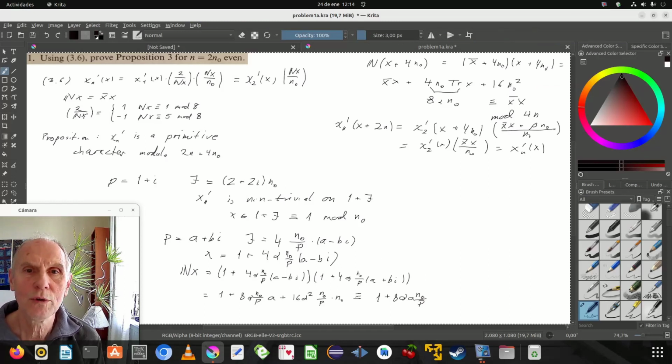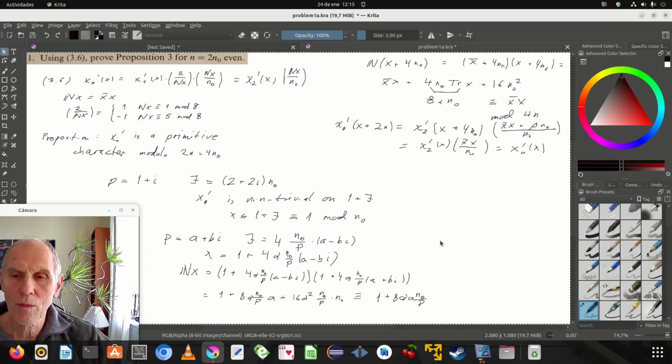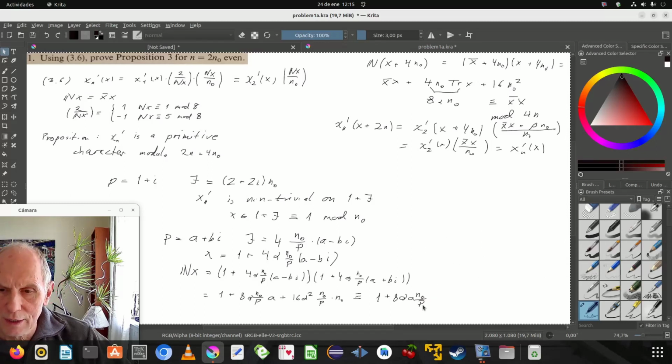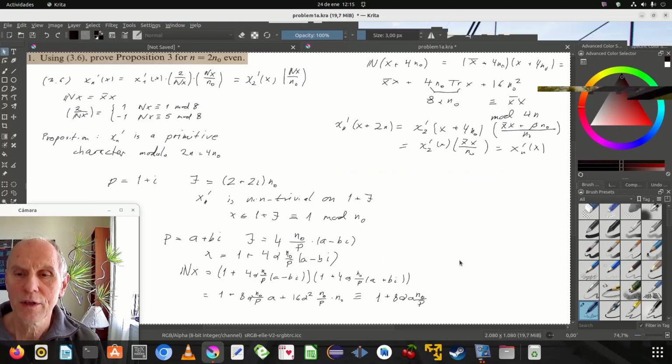We had chi 2 would give the same result of all of this, didn't we? Yes, of course this is in 1 plus 4 times an integer. So we just need to check this guy, and that means that the norm must go through all residue classes of n naught. That's just the Chinese remainder theorem.